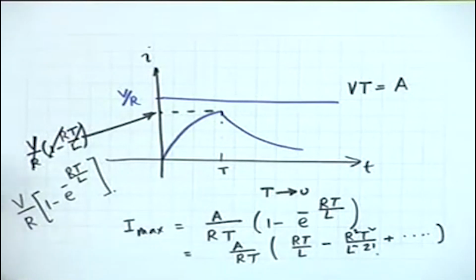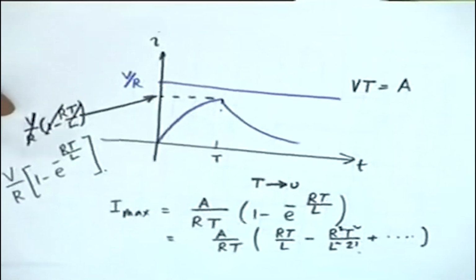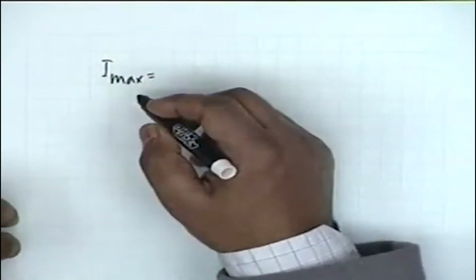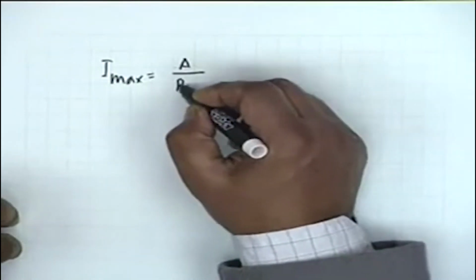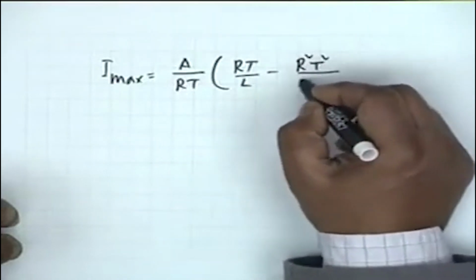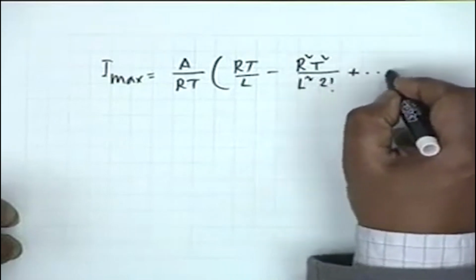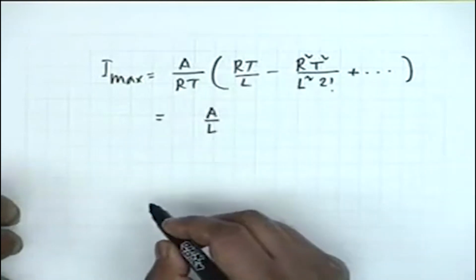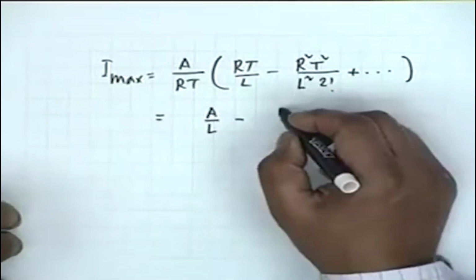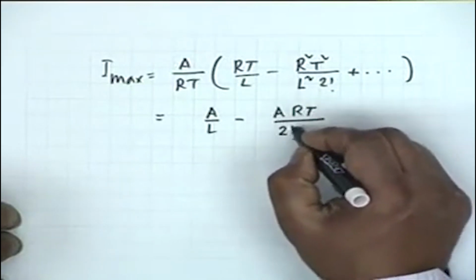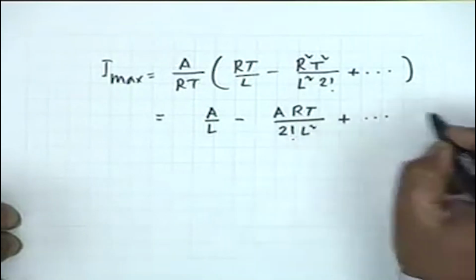This current, the maximum current, can therefore be simplified to the following: I max equal to, if I do away with the brackets, what I had was A by RT, RT by L minus R squared T squared by L squared 2 factorial plus etc. This I can write as A by L, the first term, minus A RT divided by factorial 2 L squared plus etc.